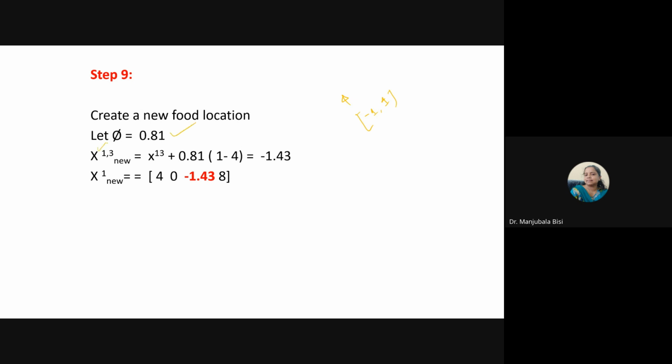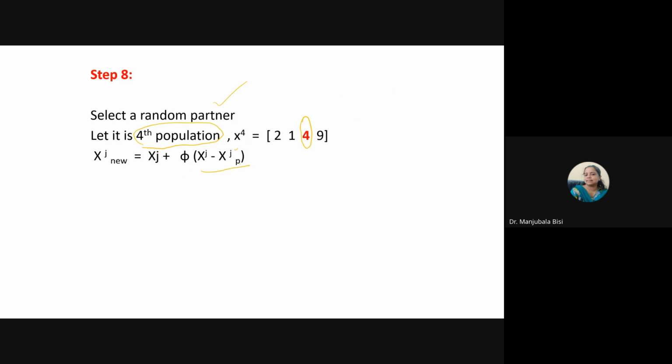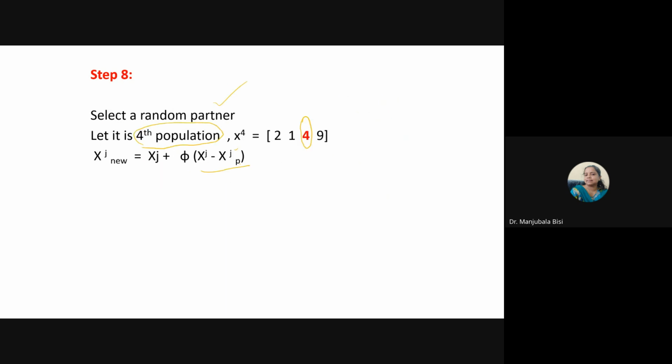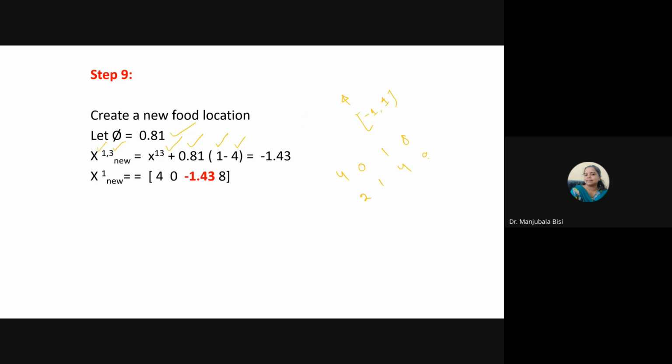So the first solution, third bit, right? Because we are trying to change the third decision variable. This will be old value plus phi into old value minus partner's third bit variable. The first one is 4018. The partner is 2149. So this bit I want to change, right? So 1 plus phi, 0.81, into 1 minus 4. This is the third bit of the decision variable. So you will get some value, and here we are getting minus 1.43.